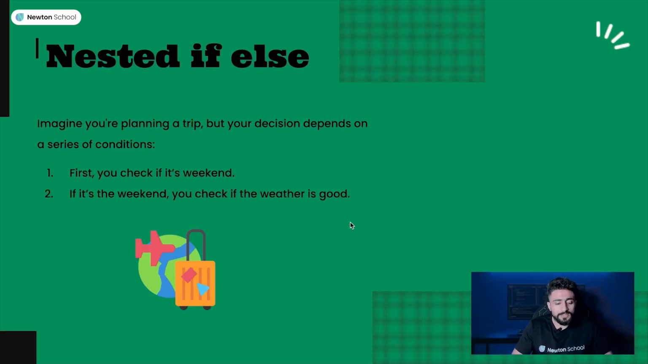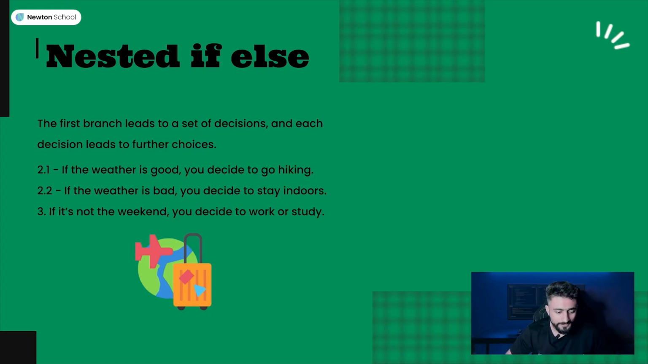So now let's see the nested if-else, right? Just now we talked about the ternary operator, which is a shorthand form of if-else. Now, what is nested if-else? Imagine you are planning a trip, but your decision depends on a series of conditions. For example, first you check if it's the weekend, and then you check another condition, if the weather is good or not. So you are basically having a condition inside a condition. This is nothing but nested if, right?